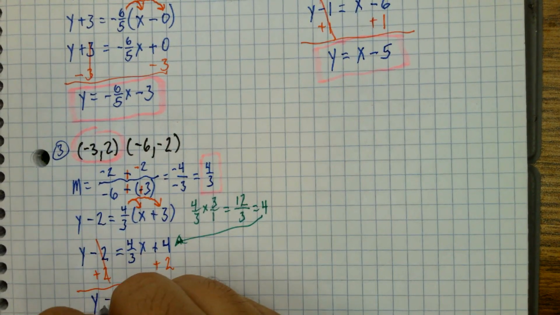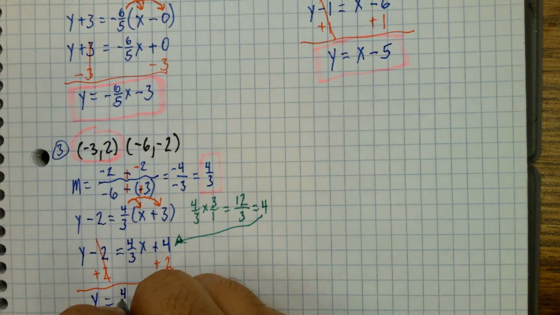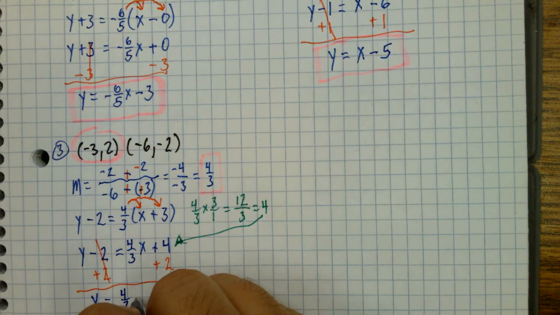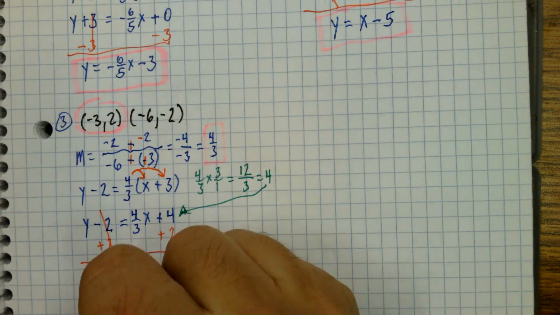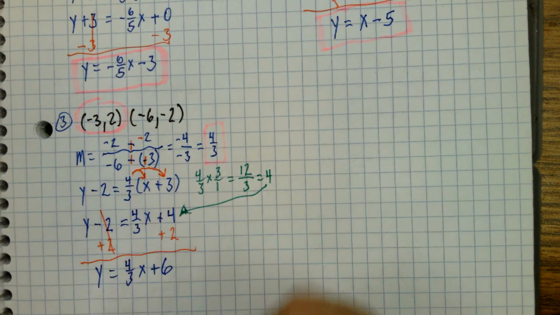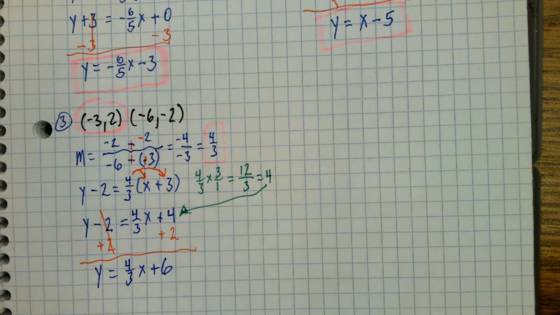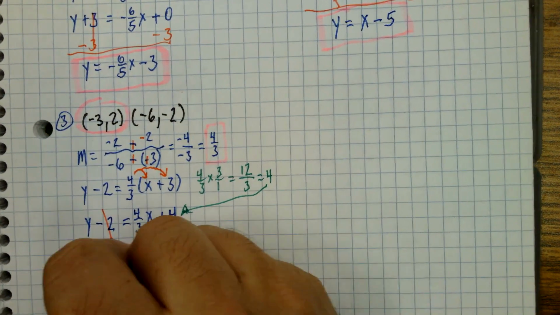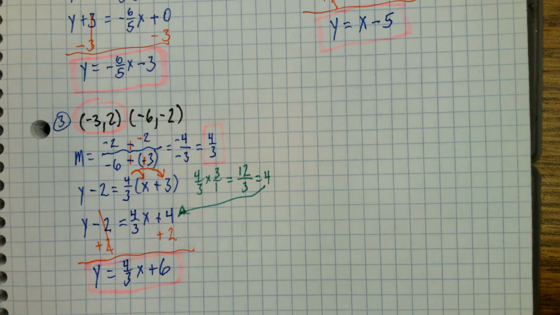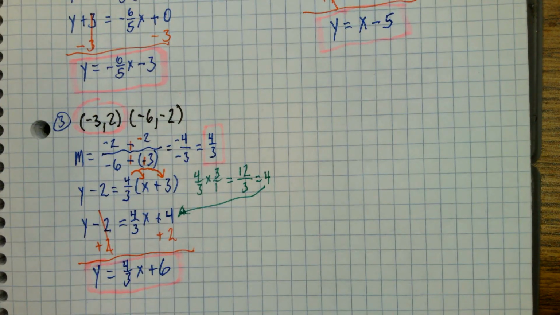So I get y equals 4/3 x, and then 4 and 2 makes 6. So plus 6. So the answer here is y equals 4/3 x plus 6. All right. So go ahead and write that down.